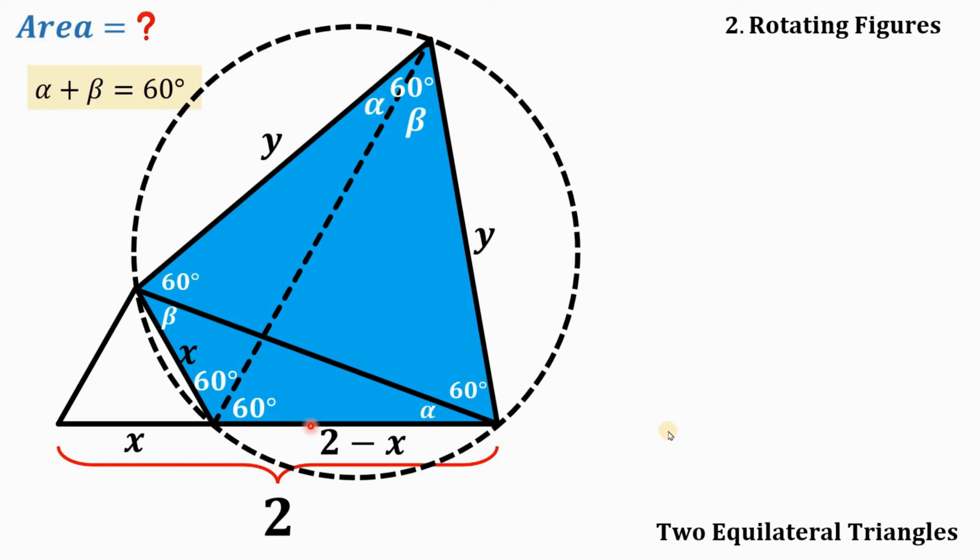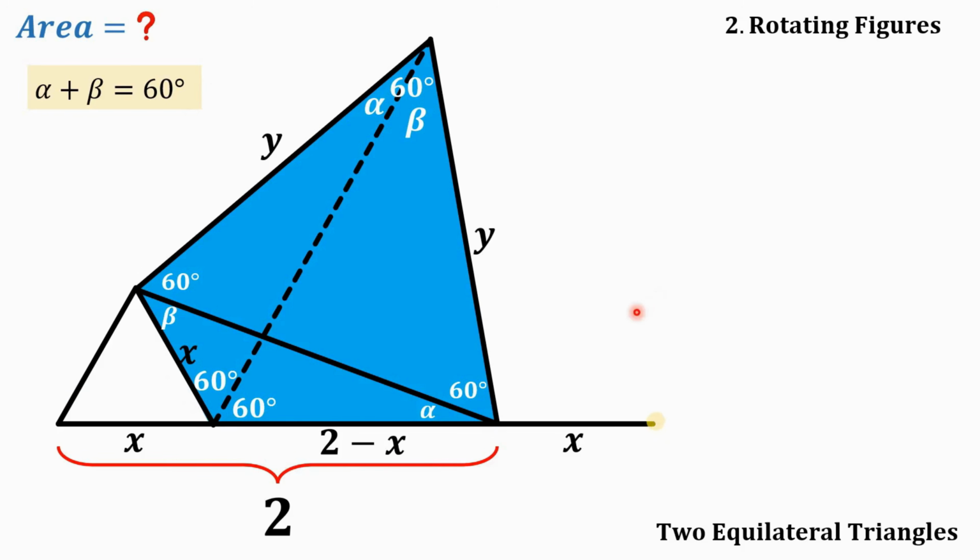Now from here, let's extend the base like this, such that this measure is equal to the side length of this small equilateral triangle, or simply equal to x. Now, we don't need this circle anymore, so let's get rid of it. And now from here, let's create a triangle like this. Now, we have here alpha, and this is 60 degrees. And we know a straight angle measures 180 degrees. Therefore, this angle right over here must be equal to 60 degrees plus beta, because alpha plus beta adds up to 60 degrees. 60 plus 60 plus 60, we have 180 degrees.